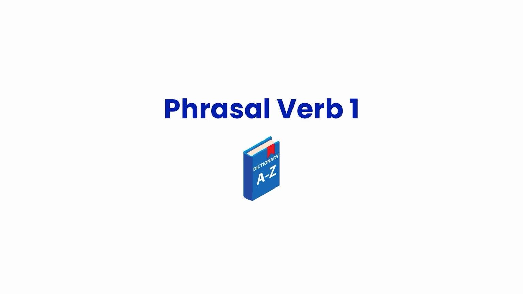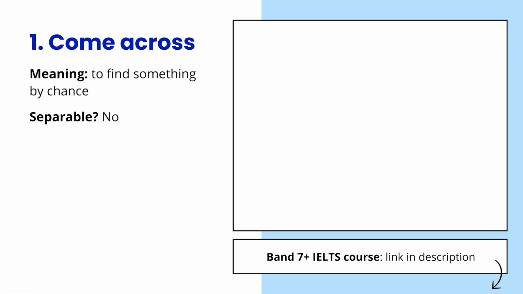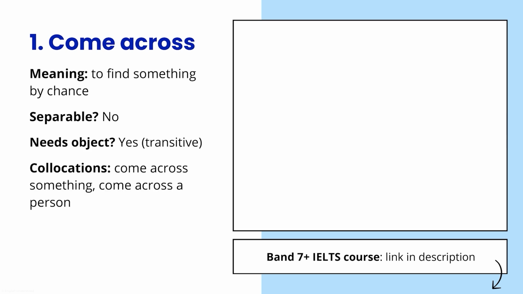So now you know the basics of phrasal verbs. So let's look at 10 of them that you can use to increase your speaking band score. Let's start with phrasal verb number 1, which is come across. Come across means to find something by chance. So you didn't intend to find it, you just happened to find it. Is it separable? No, it is not a separable phrasal verb. Does it need an object? Yes, it does.